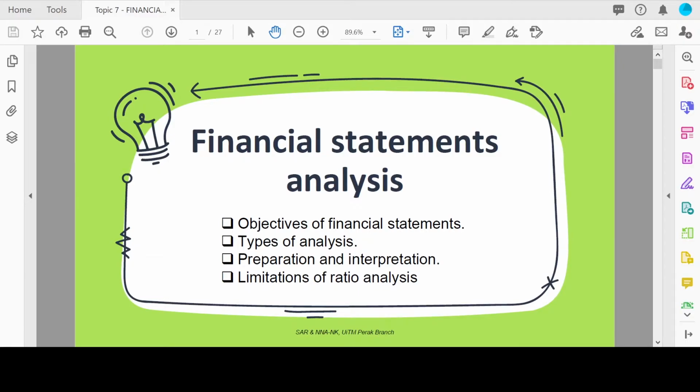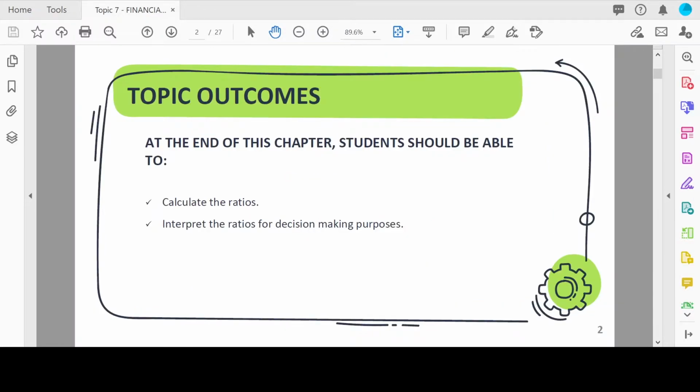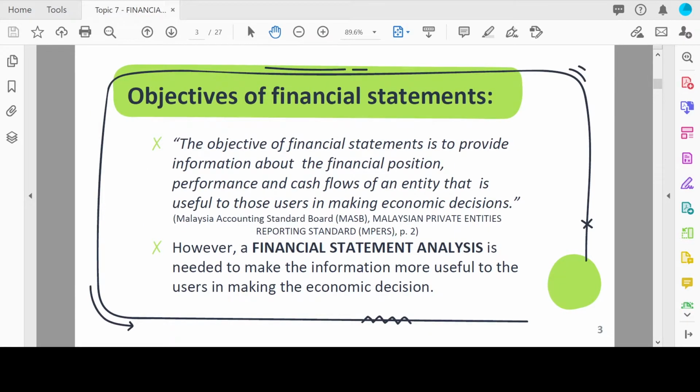This is topic 7, financial statements analysis. So we're going to cover the objective of financial statements, the types of analysis, the preparation and interpretation, and also the limitation of ratio analysis. At the end of this topic, you should be able to calculate the ratios and also to interpret the ratios for decision making purpose. Right, so let's look at the objective of financial statement.